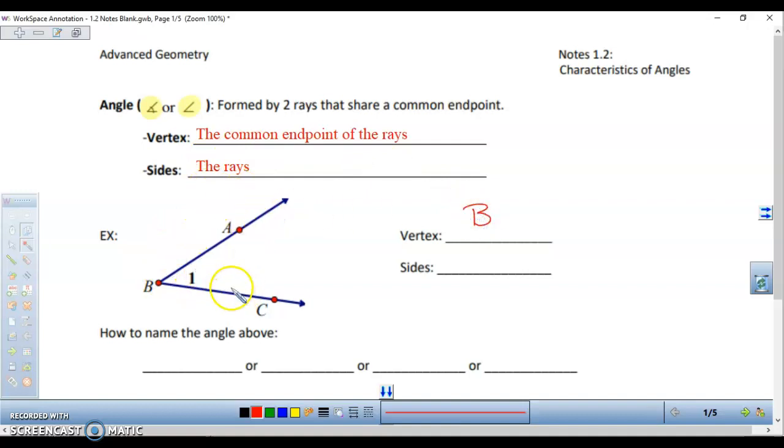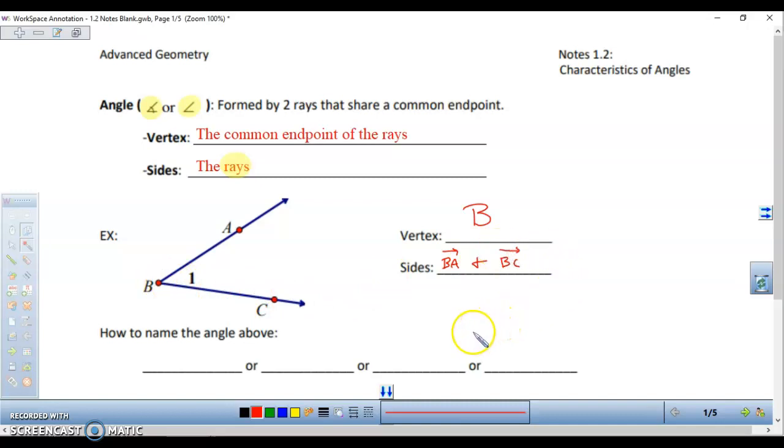And the sides of this angle, and this is really important, is the definition of sides or the rays. So when I'm listing the sides of this angle, I have to list rays. Remember, when you're listing a ray, you always go with the endpoint first. So one of the sides of this angle is ray BA, and the other side of this angle is ray BC.